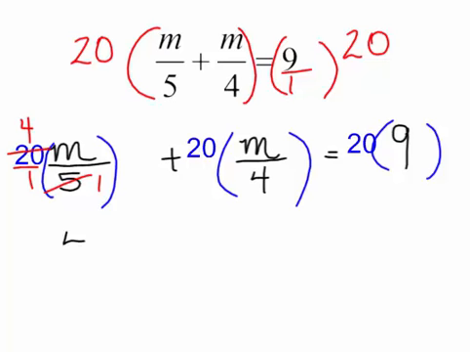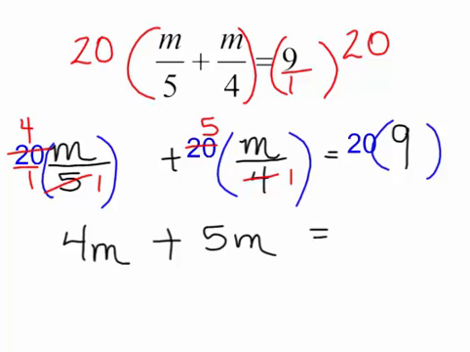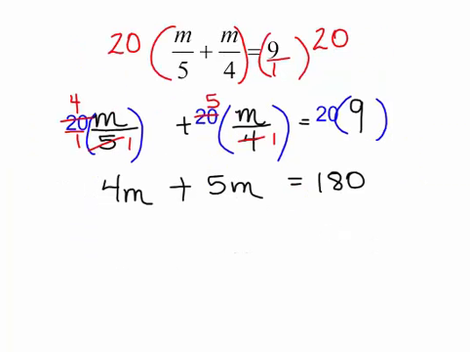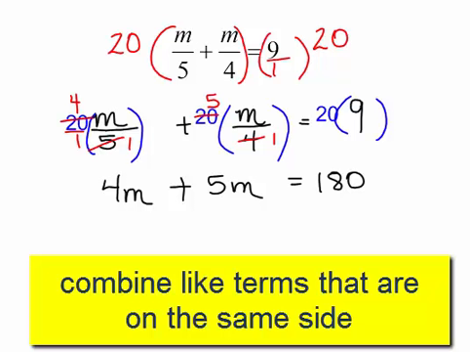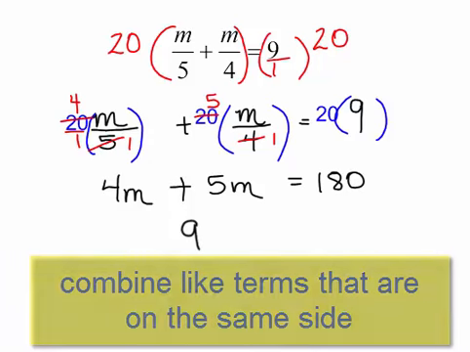4 times m is 4m. 4, we're going to 4 one time and 4 we're going to 20 5 times. 5 times m is 5m. And on the right side, there is nothing to cancel. 20 times 9 is 180. Now, we do have some like terms on the same side. Let's combine those. 4m plus 5m is 9m.